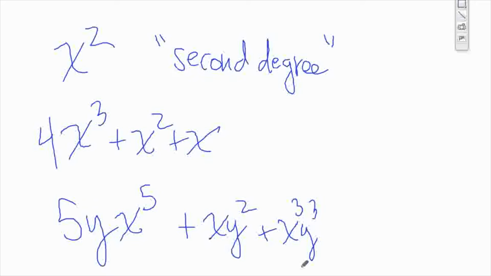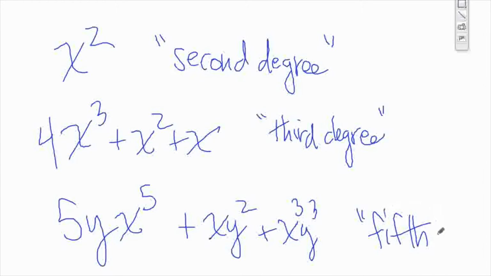Okay, so once again, we ignore all the exponents except for the biggest one. And so the second expression, the biggest exponent is 3, so I'll say it's third degree. See how that works? And then the last one, we have lots of exponents, but the biggest is 5, so we say that's fifth degree.